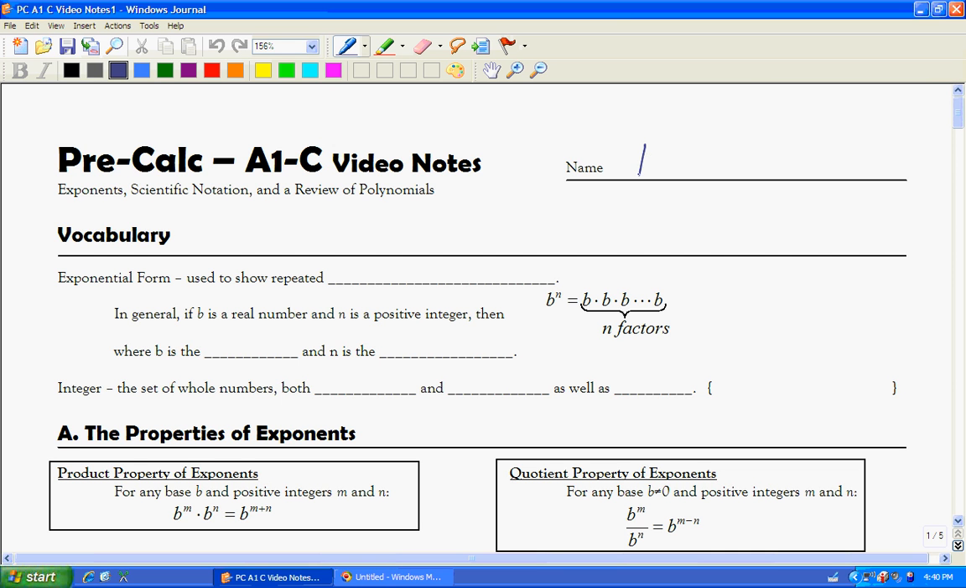Okay, this is your key for the notes, starting with Appendix C, which is in the back of your book. We're going to look at properties of exponents, and this begins on page A14 if you would like to refer to your book at any time. We're going to look at some vocabulary. First, exponential form is used to show repeated multiplication.